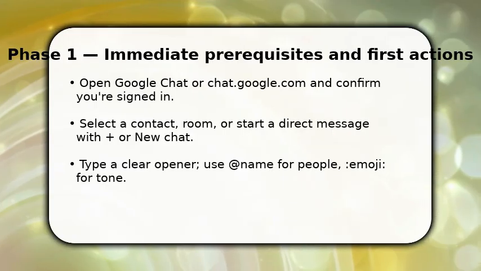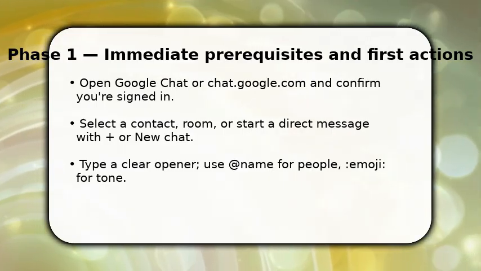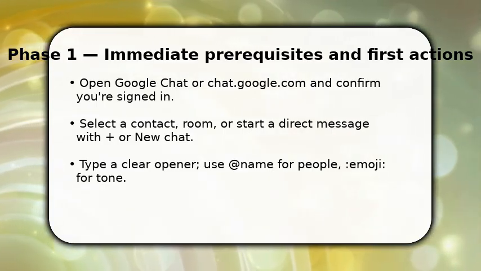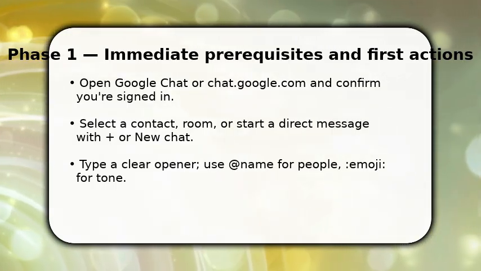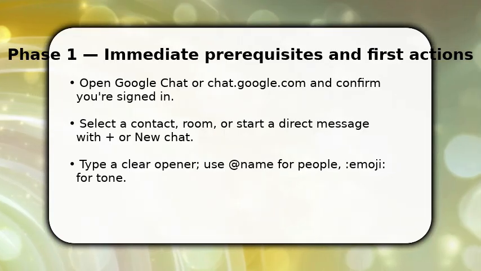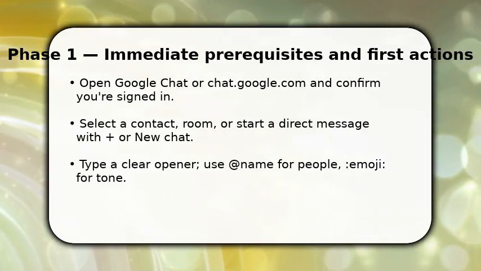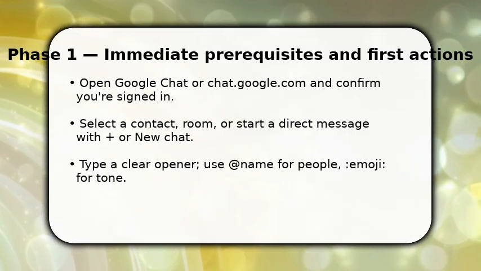You open Google Chat and jump straight into a conversation. Sign-in is assumed. Click a contact or hit New Chat to begin and start by typing a purpose-driven opener. Say what you need. Once done, use that to mention someone for attention and add an emoji to set tone.